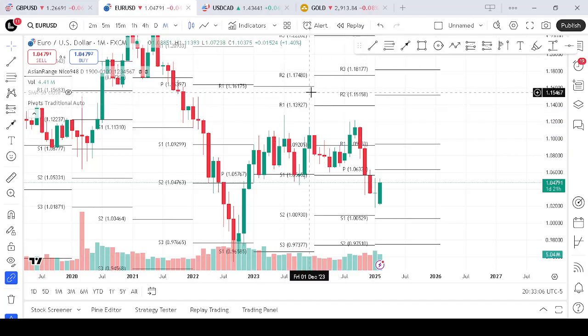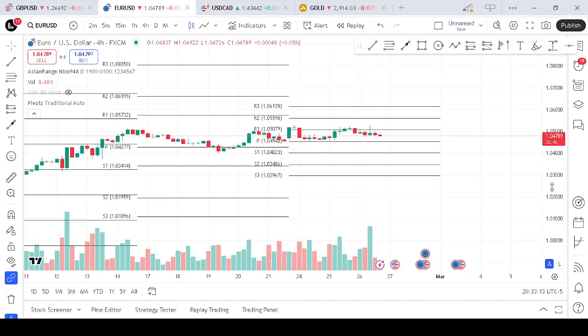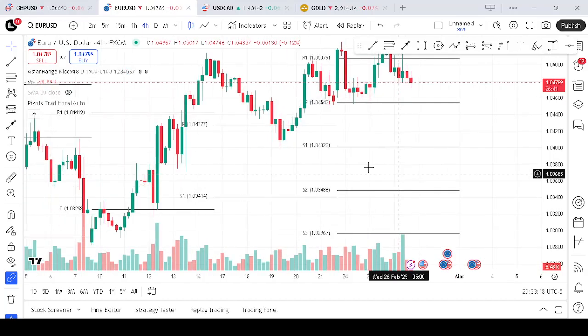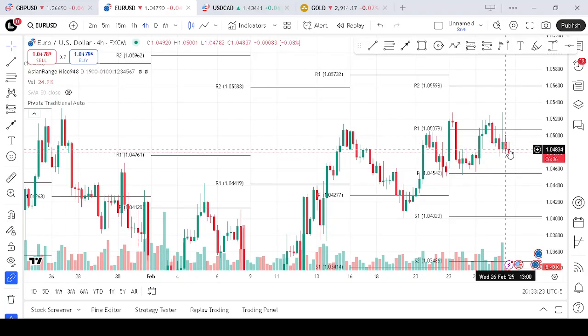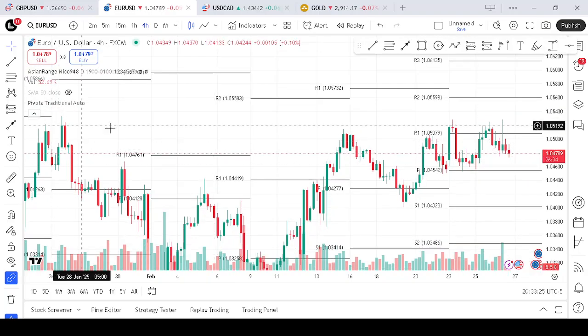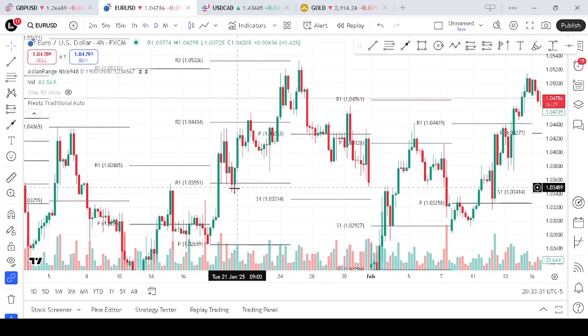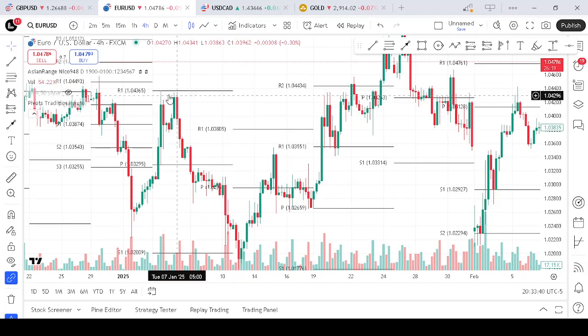For example, if price approaches the R1 and starts to reverse, let's look at this on a daily time frame to make it a little bit clearer. If price gets to the R1 or the resistance 1 and starts reversing, this may indicate a potential selling opportunity.